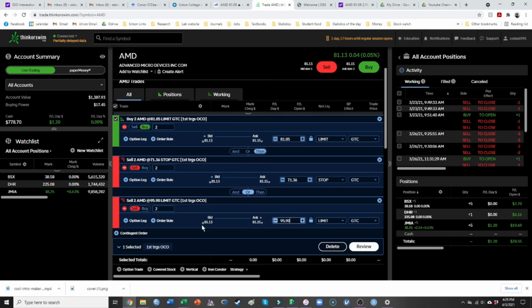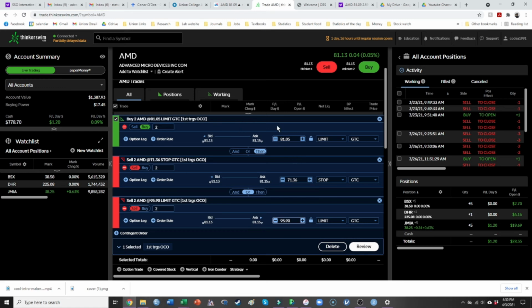95.90. So what this trade is telling me is that if I get 2 shares for 81.05 on that limit buy, that's the maximum I'm going to pay for that. And you can set that whatever you want. You could also do a market order. I tend to use limit buys though. I get it for a little bit better price.